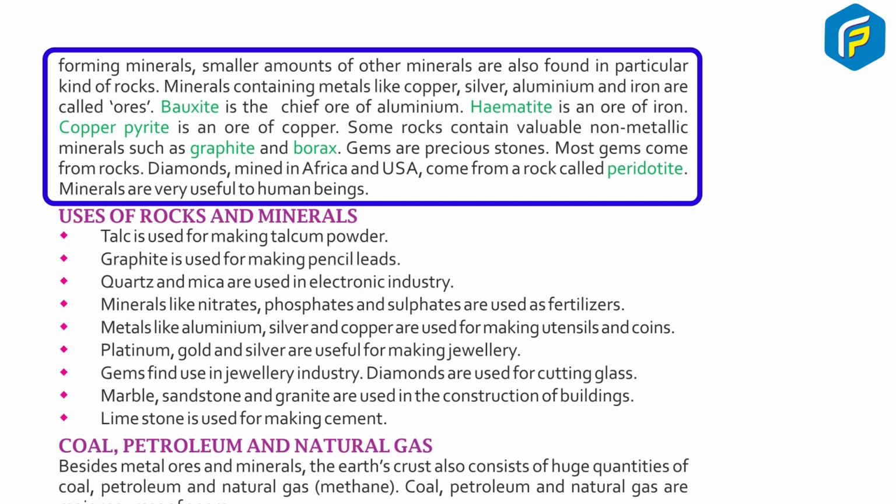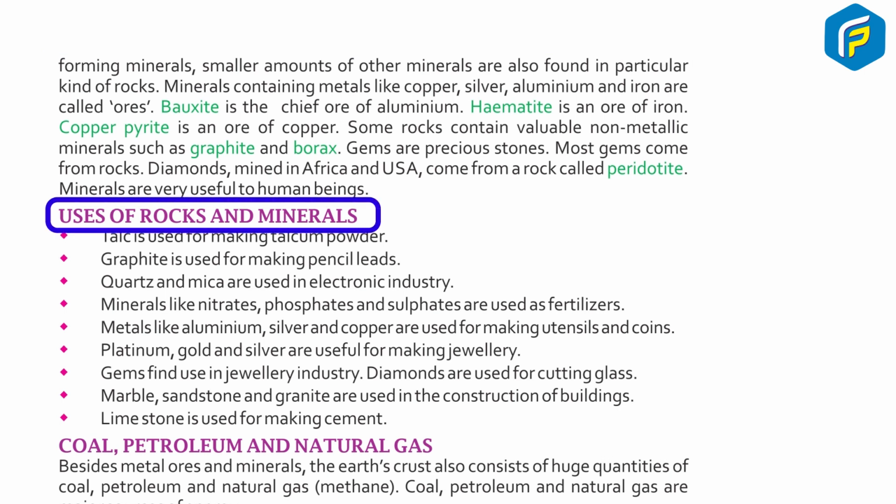Minerals containing metals like copper, silver, aluminium, and iron are called ores. Bauxite is the chief ore of aluminium. Hematite is an ore of iron. Copper pyrite is an ore of copper. Some rocks contain valuable non-metallic minerals such as graphite and borax. Gems are precious stones. Most gems come from rocks. Diamonds mined in Africa and USA come from a rock called peridotite. Minerals are very useful to human beings.